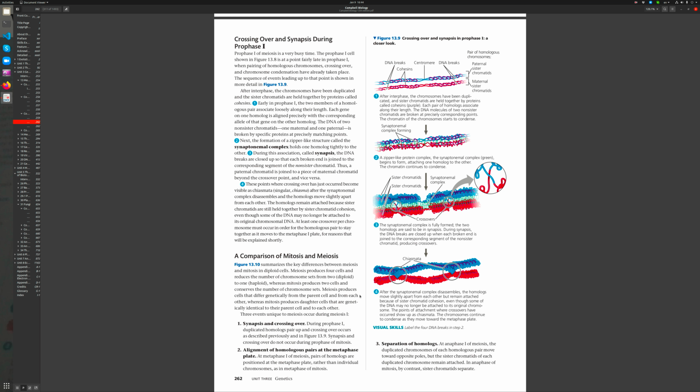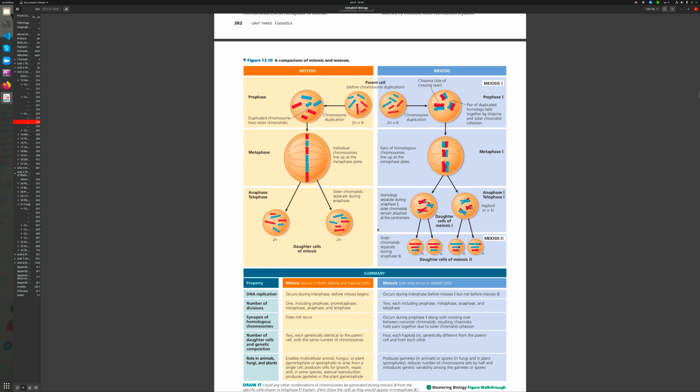After interphase, they have the chromosomes that are duplicated, and the sister chromatids are held together. And then we have this synaptonemal complex, with one homolog and another, and the chromatin gets more and more condensed by a protein called condensin. Then the synaptonemal complex disassembles, and the DNA breaks are closed. And then we have a crossover, and the homologs are held together by chiasmata. Yay!